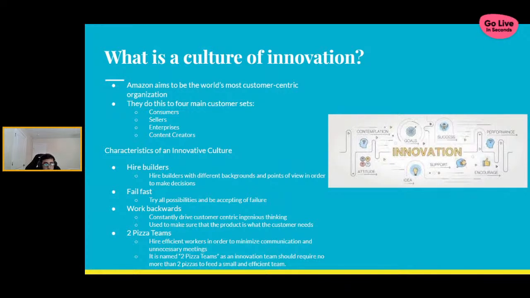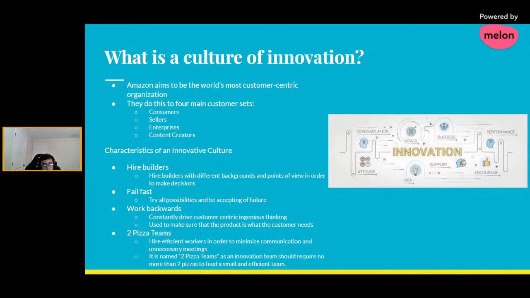Hire builders is where you obviously hire builders with different backgrounds and points of view in order to make decisions. Fail fast is where you try all possibilities and be accepting of failure. Working backwards is where you constantly drive customer centric, ingenious thinking, and it's used to make sure that the product is what the customer needs. 2 pizza teams is where you hire efficient workers in order to minimize communication and unnecessary meetings.